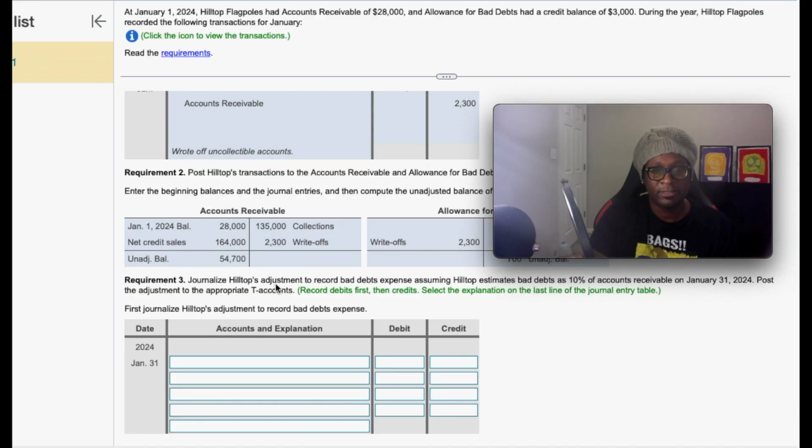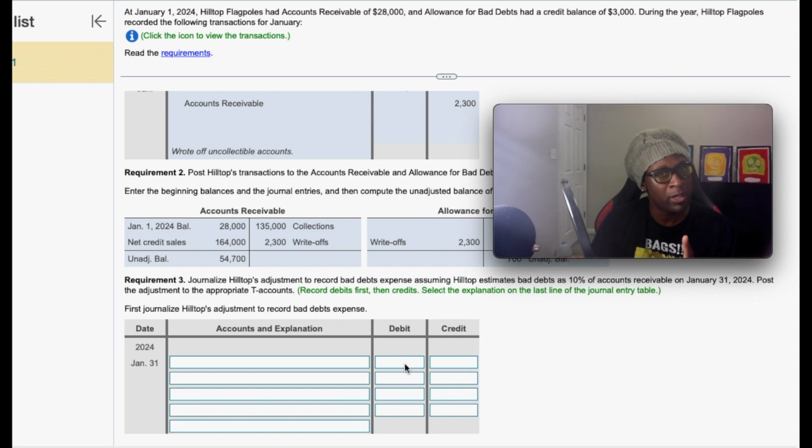Fantastic. So now it tells us that Hilltop's adjustment to record bad debt expense, assuming we have an estimate of bad debt as 10% of accounts receivable on January 31st, 2024. All right, gang. So now we're about to make the proper estimate. But before we make the proper estimate, we must realize that there are two ways we can do so, either the percentage of sales method or the percentage of receivables method. And based on this description, it enforces that we utilize the percentage of receivables.